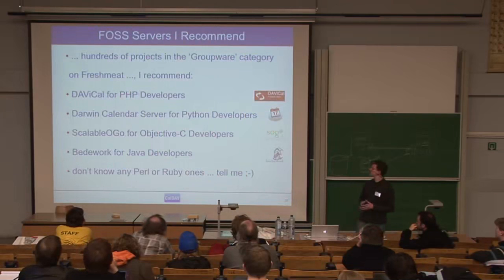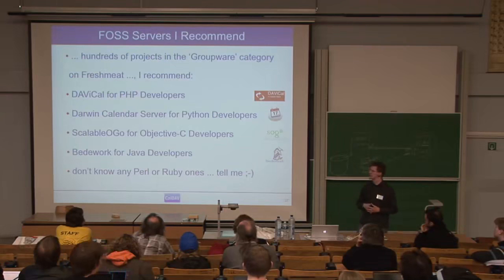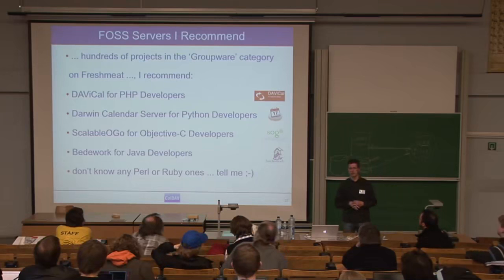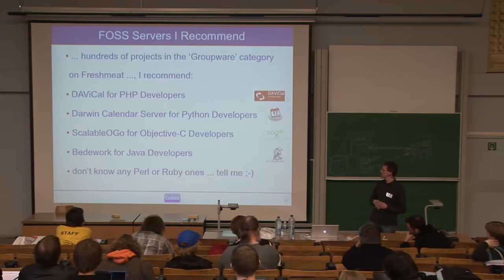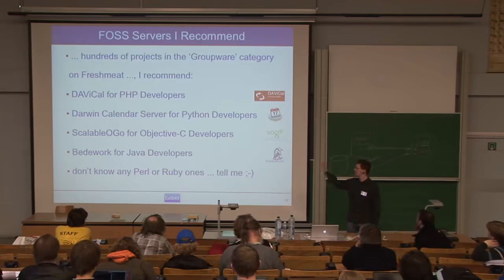Because there are so many implementations, I thought I should suggest some. All of them are pretty good, but usually the developers have some affinity with the programming language. There's DAViCal, which is written in PHP. I think it's actually a standard package in Debian as well. There's the Darwin Calendar Server, that's the Apple one, which is written in Python. There's SOGo, which is written in Objective-C. Bedework is that educational server, which is written in Java. There are a lot of alternatives to that. You can just browse Freshmeat and find probably about 10 Java servers which are doing that.